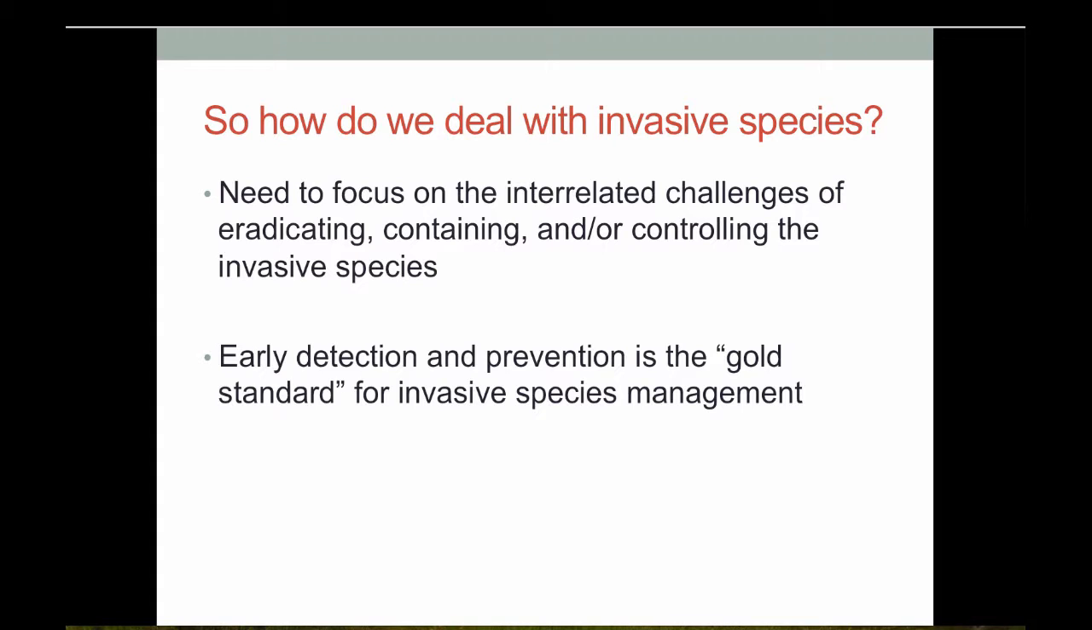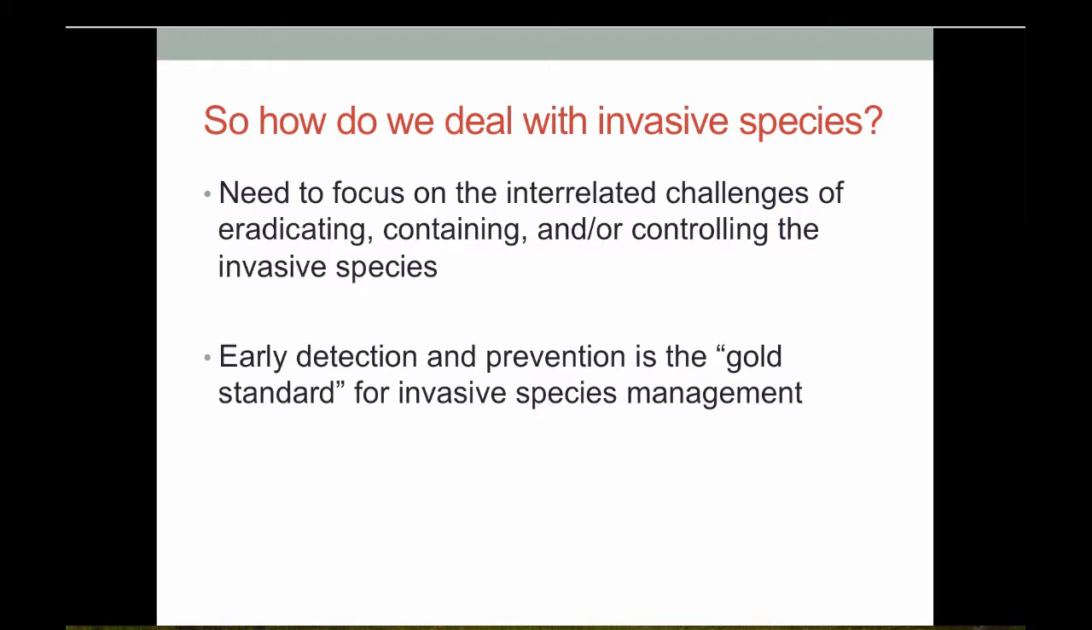And I will say that early detection and prevention is really the gold standard for invasive species management. The sooner you find it, and the sooner that you implement measures to prevent future invasions, the better you'll be in terms of controlling and managing invasive species in the habitats or the sites that you're trying to restore.